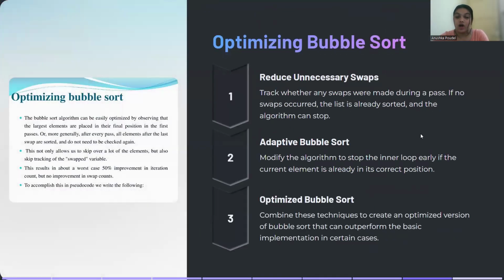Optimizing bubble sort. Reduce unnecessary swaps. Track whether any swaps were made during a pass. If no swaps occurred, the list is already sorted and the algorithm can stop. Adaptive bubble sort. Modify the algorithm to stop the inner loop earlier if the current element is already in its correct position. Combine these techniques to create an optimized version of bubble sort that can outperform the basic implementation in certain cases.